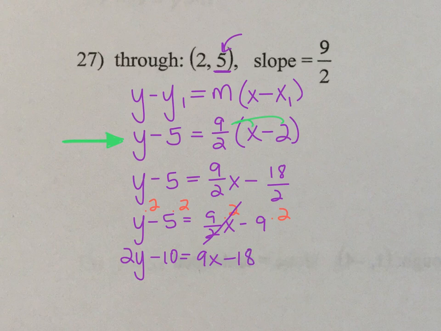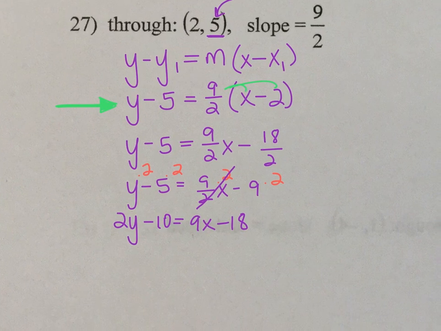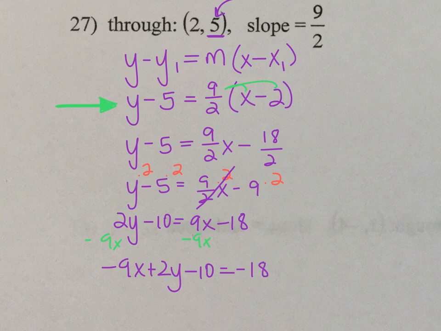All right, we're almost there. Our job is to get x and y on the same side. So I'm going to move the x over by subtracting 9x. Now my equation reads negative 9x plus 2y minus 10 equals negative 18. Then I'm going to add the 10 because I know it shouldn't be on the left side. On the left side, I just want the x and y values. So I'm going to add 10 to both sides. That gives me negative 9x plus 2y equals negative 8.